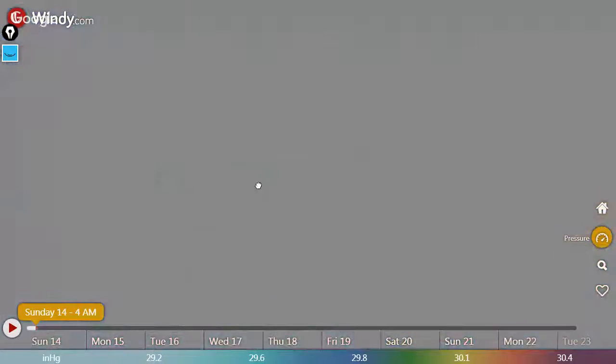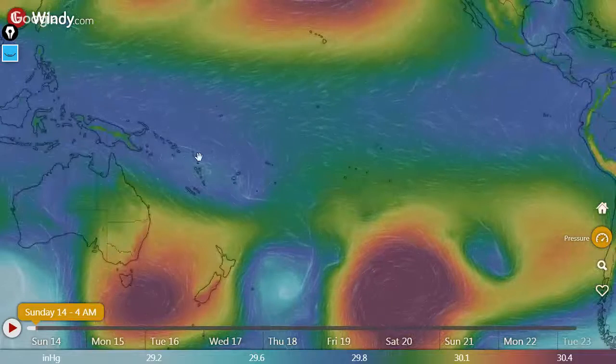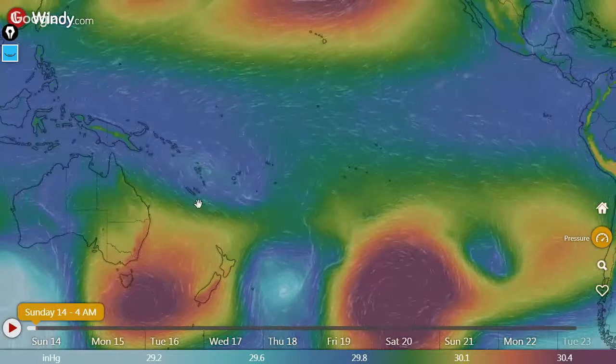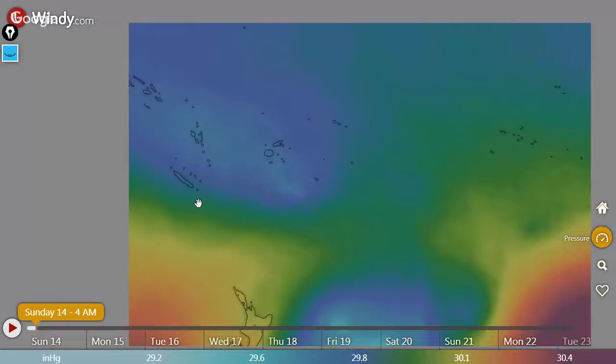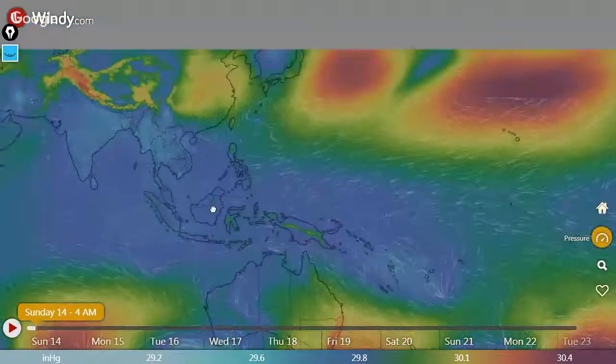Now, as far as the Papua New Guinea area, there are some lows located right there. Places like Vanuatu. That would be the greatest risk for quakes in that area.